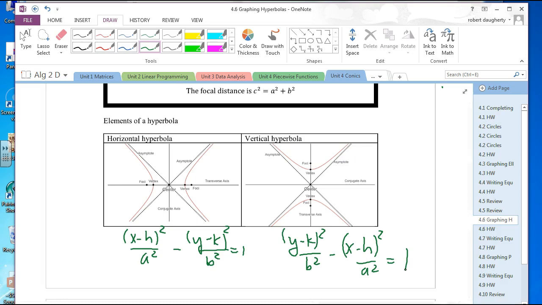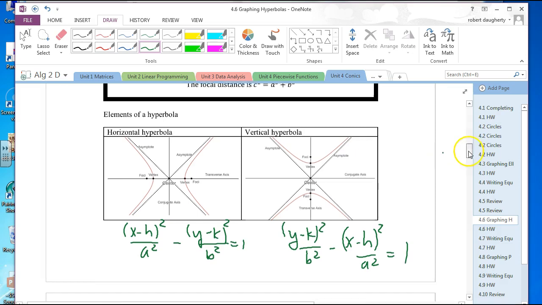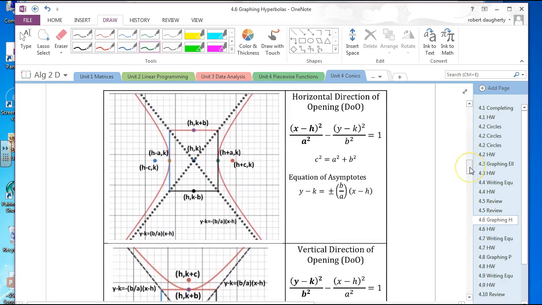Now the next page goes into more detail, and I think so far in this unit you haven't been studying this, have you? I don't find this a good page to study. I think you work these problems, and over time you get the feel and the rhythm, rather than having to memorize this. But this is what a horizontal hyperbola is going to look like.